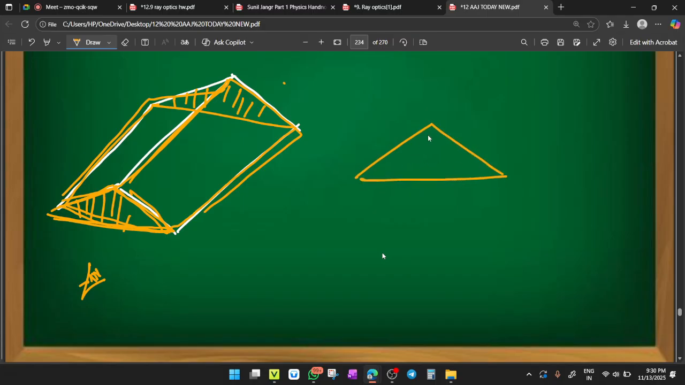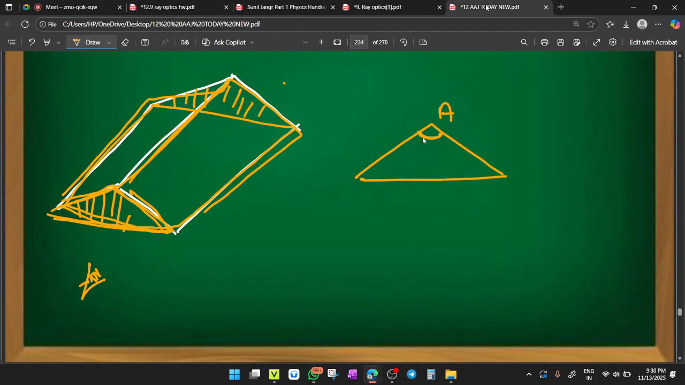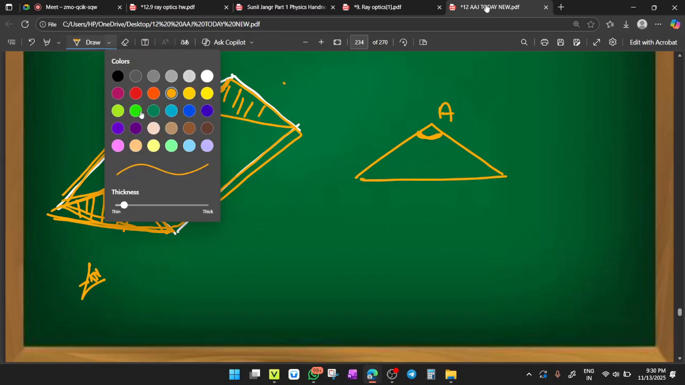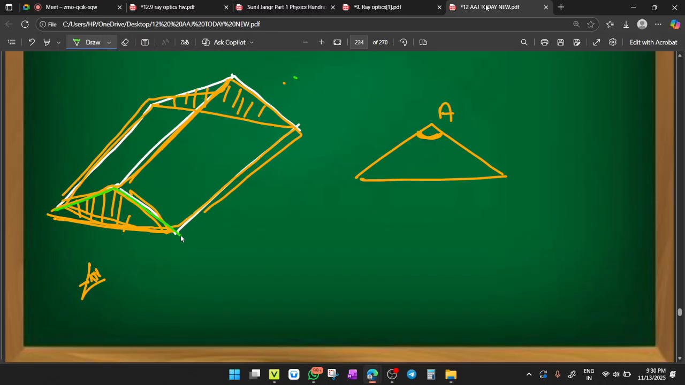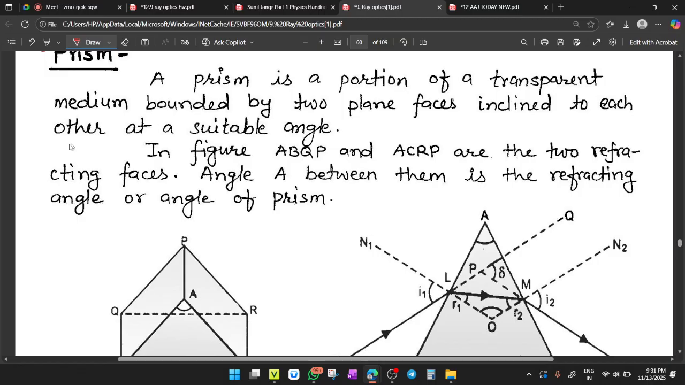This angle A is called the angle of prism. Yes, this angle A is called the angle of prism. So we have to take this one section during our studies. You have to consider this one section only. Clear? That's why we consider the prism as a triangle, but it is not a triangle. Three rectangular faces are there, one, two, three, the bottom one, and the two triangular faces. It's solid geometry. The prism is a portion of transparent medium bounded by two plane surfaces inclined to each other at a suitable angle.